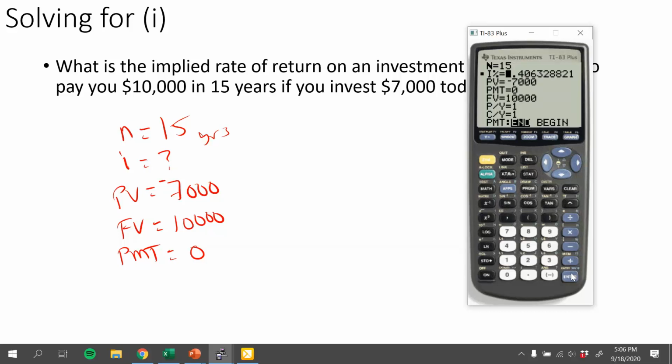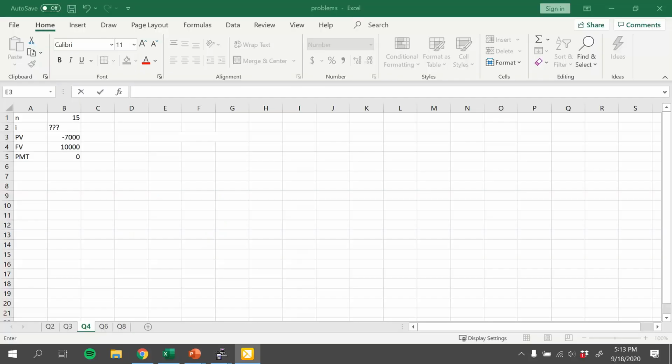And that's the answer to this problem. So what's the implied interest rate if they're going to give us $10,000 in 15 years if we invest $7,000 today? That implied rate is 2.41%. We'll do the same problem in Excel. So we'll do it real quickly.